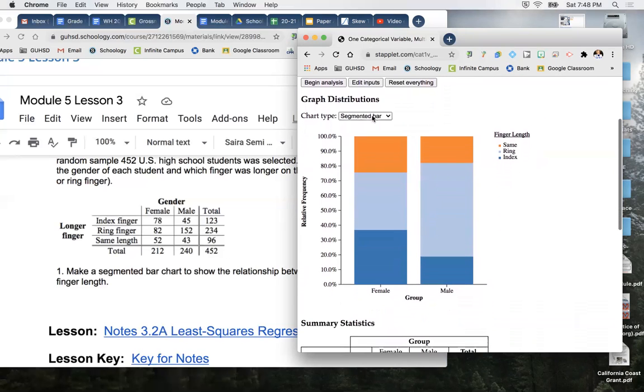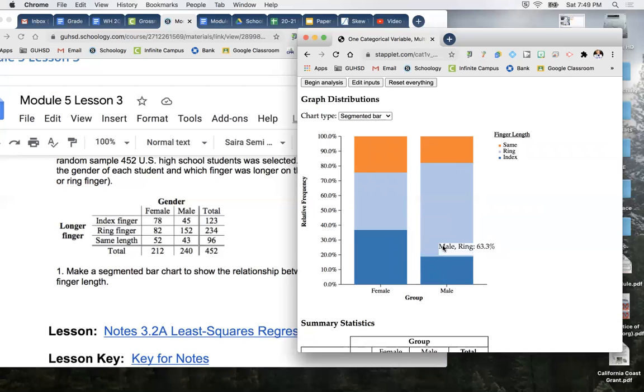Here is a segmented bar graph. Just like I was seeing in the numbers, of the males, 63% had the longest being their ring finger, where only 38.7% of females did. 38.7 to 63, that's a huge difference. It looks like there were way fewer males that had the same length than there were females. And for index, females definitely have a lot more than males. Those are the comparisons that I would make.